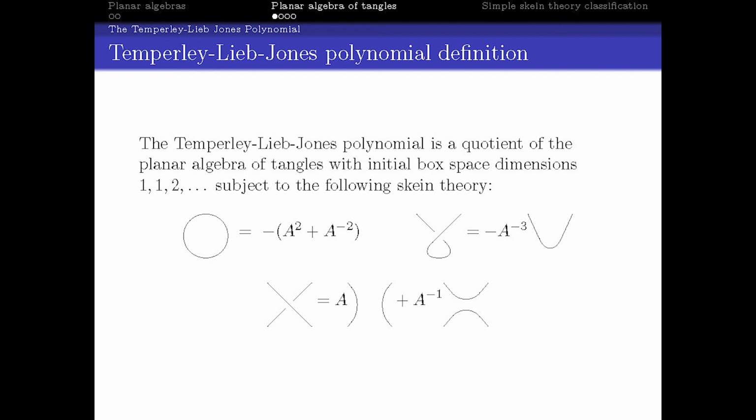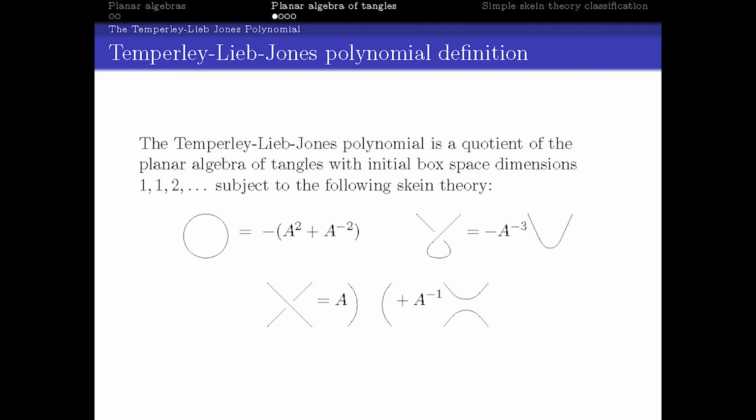We have a twist relation, so we don't exactly satisfy Reidemeister 1 here. The twist relation tells us that the twist can be resolved if we multiply by negative a to the negative 3. And then we also can resolve the crossing by setting the crossing equal to a times the identity plus a inverse times the cup cap.